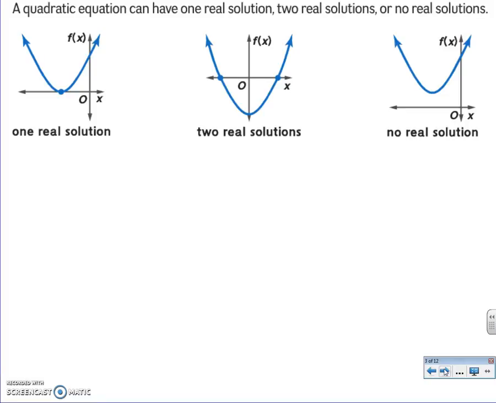Each quadratic can have one real solution, two real solutions, or no real solutions. It just depends how many x-intercepts there are. So this first one has one real solution because it only crosses the x-axis once. So one solution, one x-intercept. The next one has two real solutions because there's two x-intercepts, one right there and one right there. And the last one has no real solution because it has no x-intercepts.